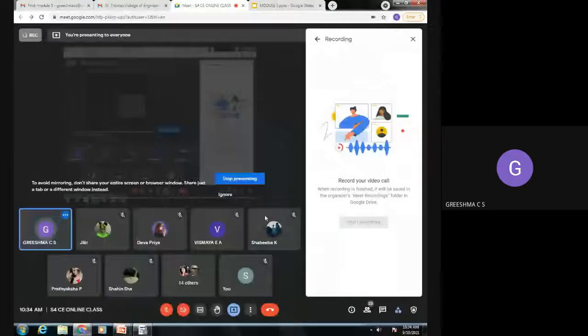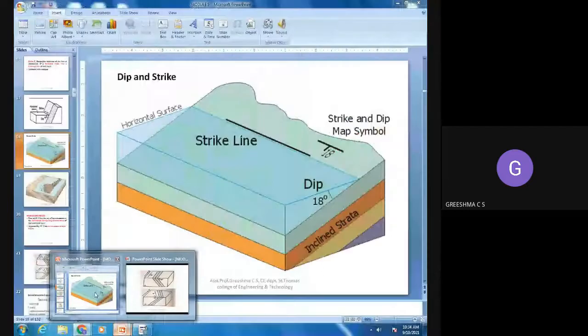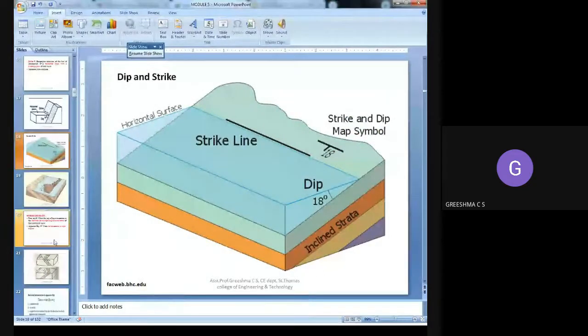If it is not exactly the 90°, it is called an apparent dip.